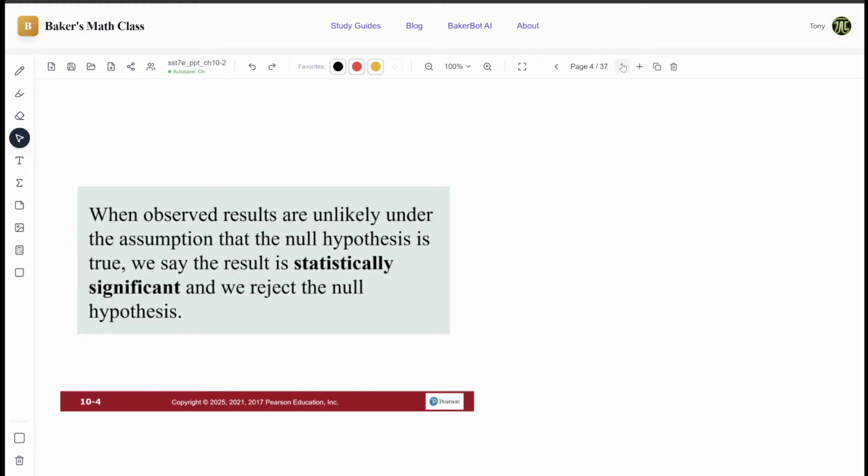So, we're looking for a situation where the observed results would be unlikely to occur given the null hypothesis or given the assumption. If that's true, then it's statistically significant.